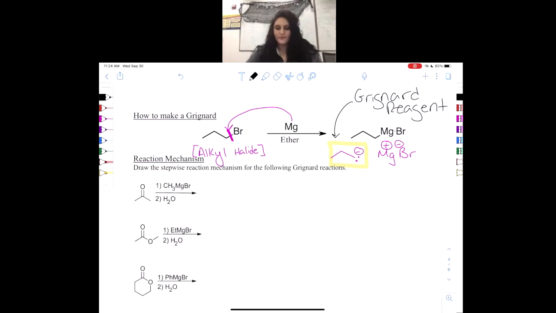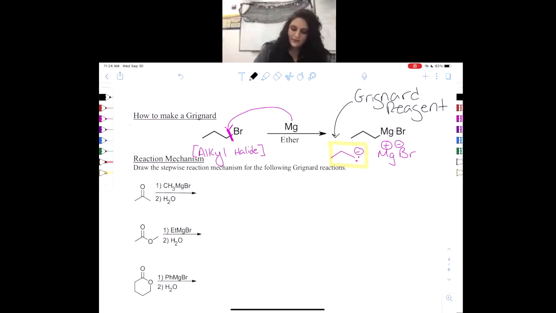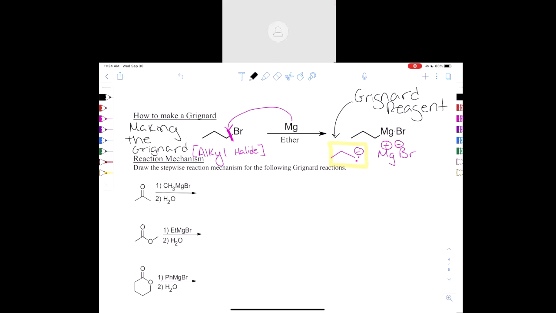So, if that's not the Grignard reaction, is that the preparation for one? Exactly. So, this is just making the Grignard. Okay, thank you. You're welcome.